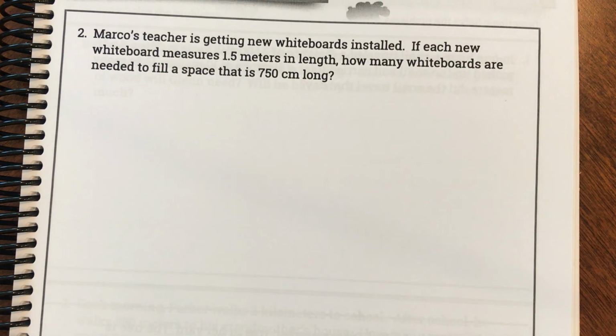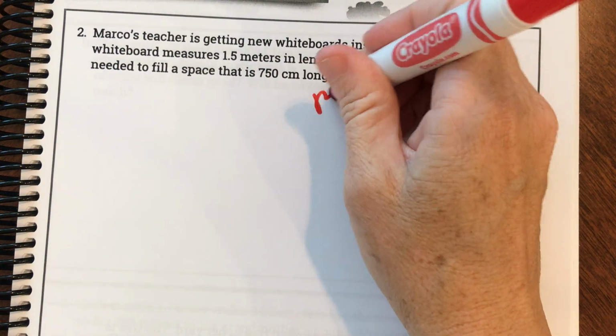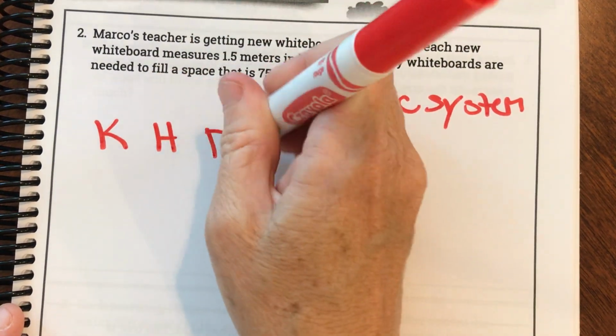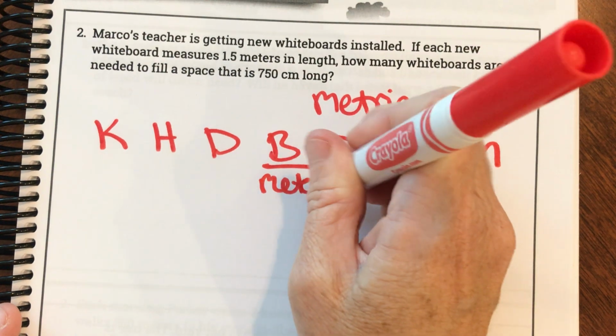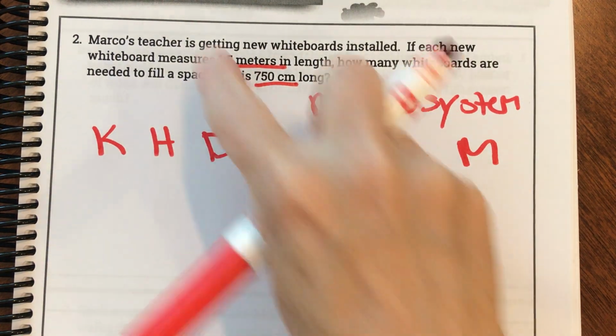Okay, ladies and gentlemen, let's see another one. Here's my next problem. Marco's teacher is getting new whiteboards installed. If each new whiteboard measures 1.5 meters in length, how many whiteboards are needed to fill a space that is 750 centimeters long? Okay, so I see that we need to figure out how many whiteboards are going to fit in this space. What I notice about my meters and centimeters is I'm using the metric system, which means I'm using King Henry died by drinking chocolate milk. And my base measurement is meters. So I can't do this problem when I have two different types of measurements going on. So I need to change one of them.